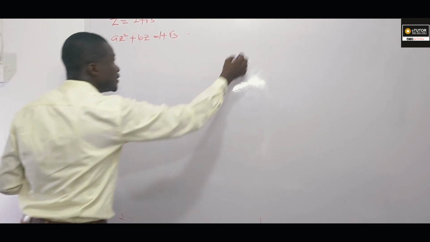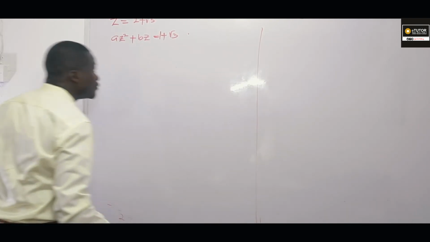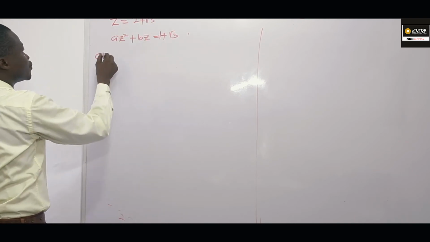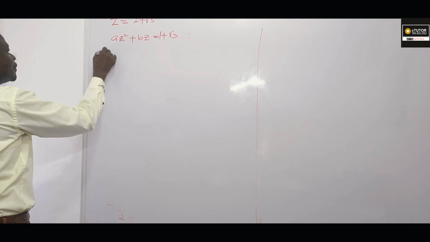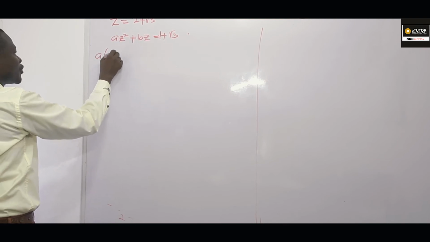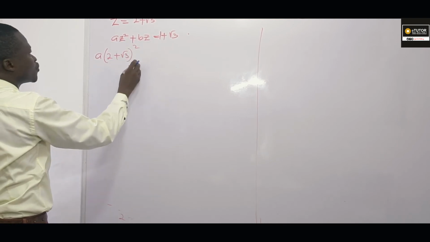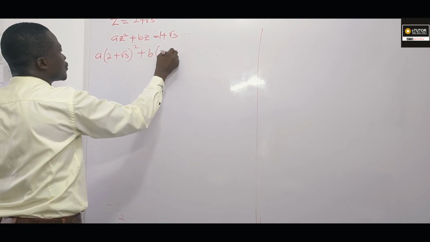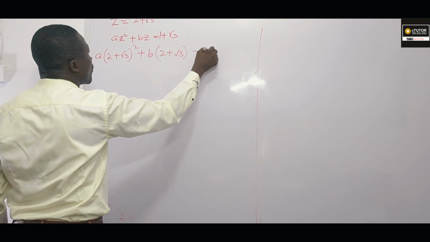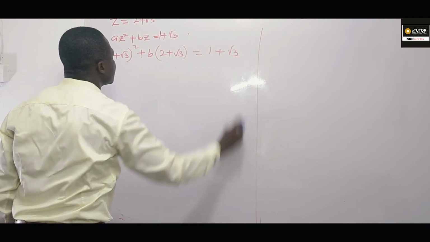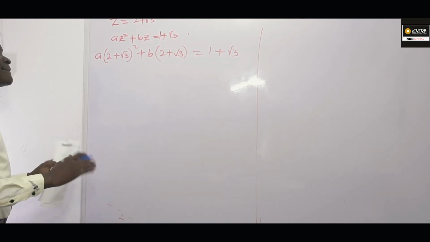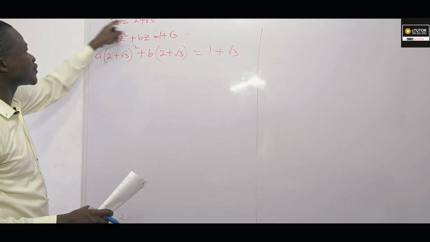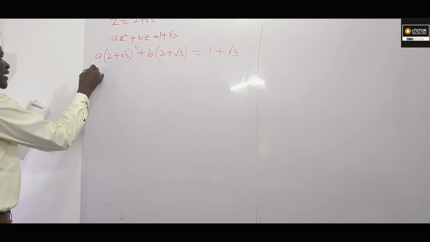In this case, we are given z, which is our variable, as 2 plus root 3. So a, open bracket, 2 plus root 3, all squared, plus b, again 2 plus root 3, equal to 1 plus root 3. We are interested in finding a and b. But this square shows us that it has to be related to quadratic. So let's go, let's open the bracket.